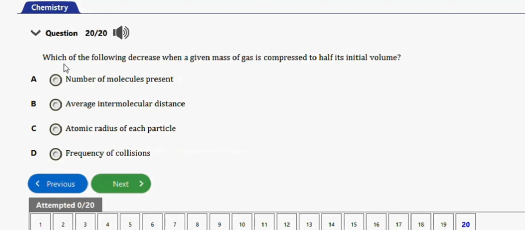It says which of the following decrease when a given mass of gas is compressed to half its initial volume. So we have number of molecules present, average intermolecular distance, atomic radius of each particle, frequency of collision. So the one that will decrease when a given mass of gas is compressed to half its initial volume will be your average intermolecular distance, option B.